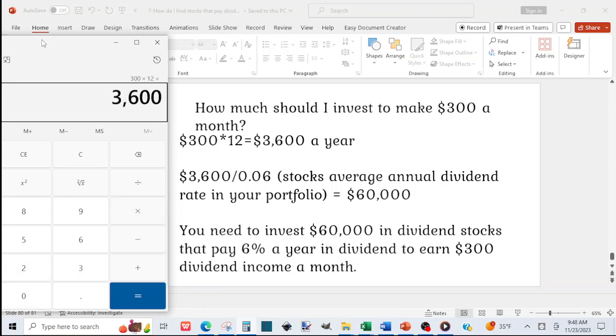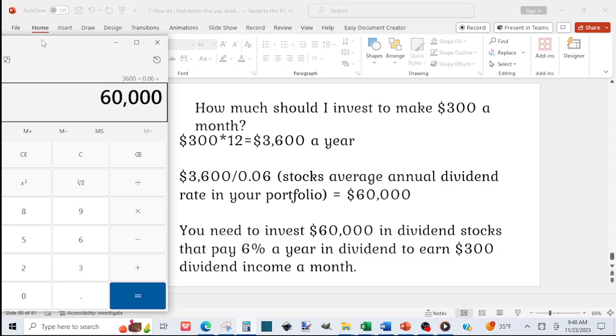And you'll see what dividend yield you are comfortable accepting from those companies, and let's use 6% because that's a good rate. So divided by 0.06, that gives you $60,000. So you need to invest $60,000 at 6% to make $300 a month.